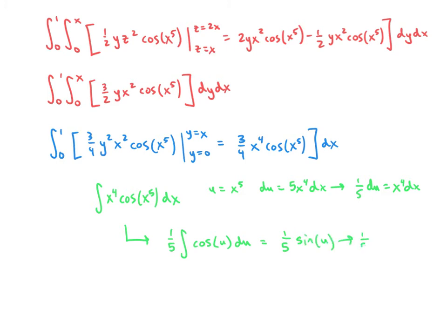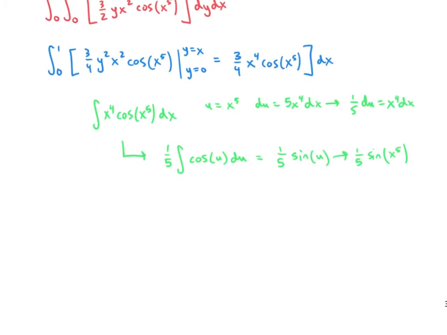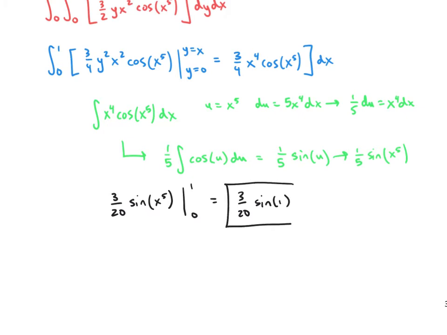And we would convert that back to 1/5 sine of x to the 5th. Okay, so that's our scratch work with the u sub. So we'll put it all together. Again, remember that we do have that 3/4 up here. Okay, and so we'll combine all that stuff together. So what we're going to get is 3 over 20 sine of x to the 5th, and we evaluate this from 0 to 1. So our final answer is 3 over 20 sine of 1. Okay, so again, that's just another one to add to your list. That's a type 1. The way we analyzed it was a type 1 region.